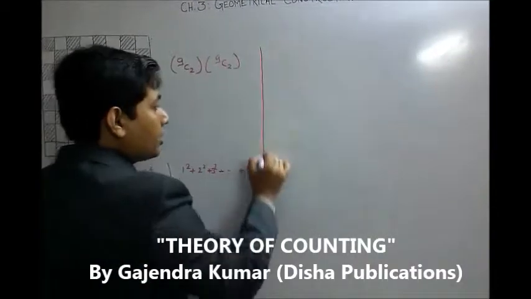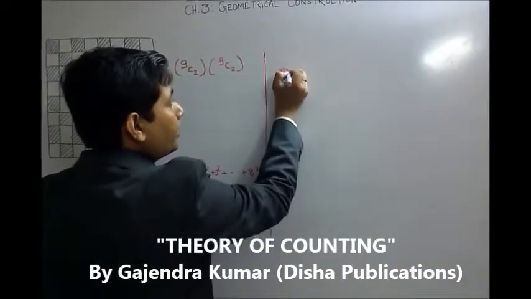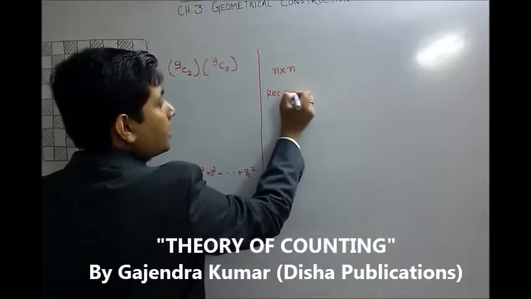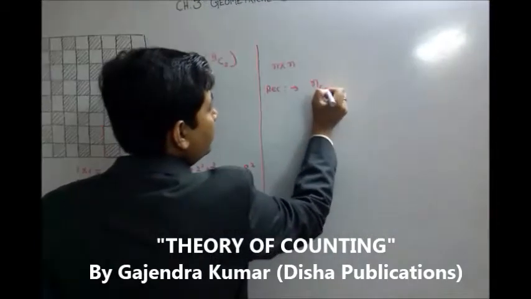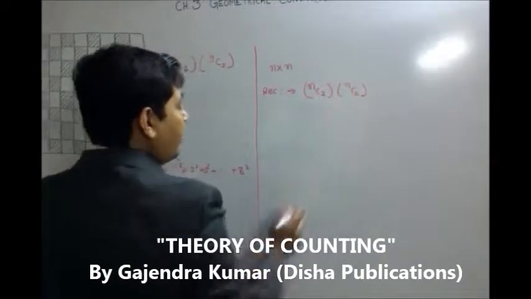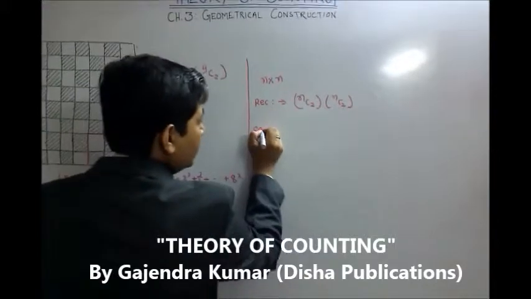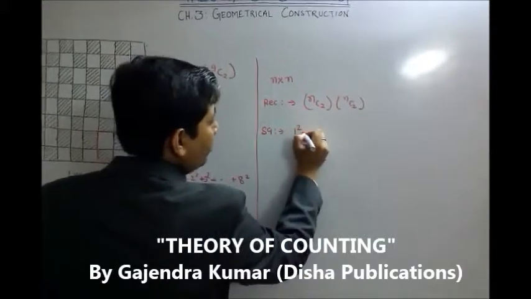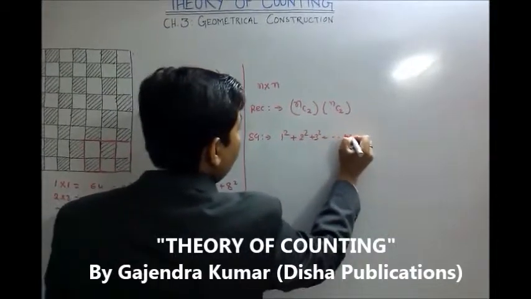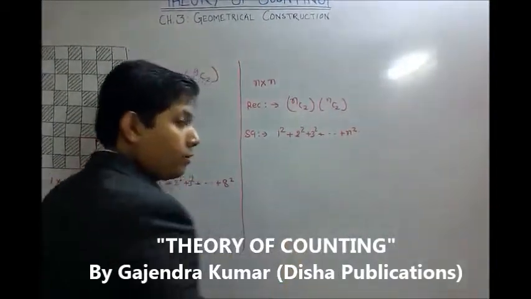Let's generalize it. In a chessboard of n into n, the total number of rectangles is given by nC2 into nC2, and the total number of squares is given by 1 square plus 2 square plus 3 square up to n square.